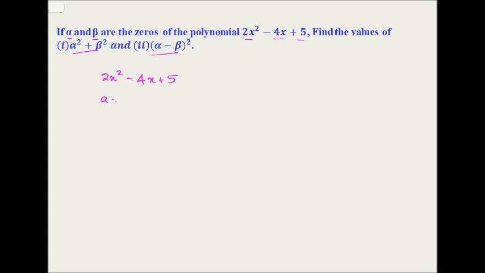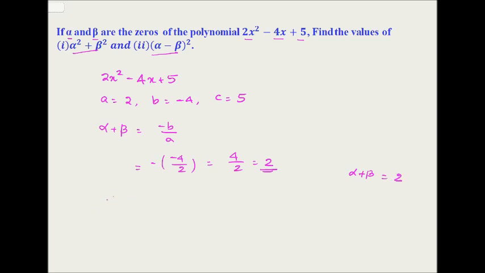Here, a is equal to 2, b is equal to minus 4, and c is equal to 5. We know that sum of zeros, that is alpha plus beta, is equal to minus b by a. So substituting the values, minus of minus 4 divided by 2, that is equal to 4 divided by 2, that's equal to 2. So alpha plus beta is equal to 2.